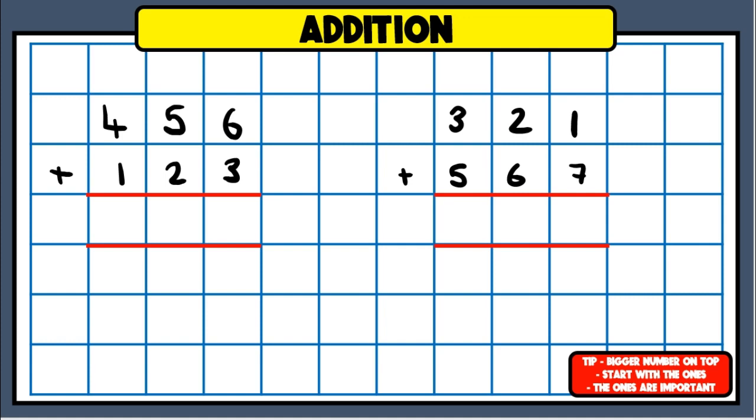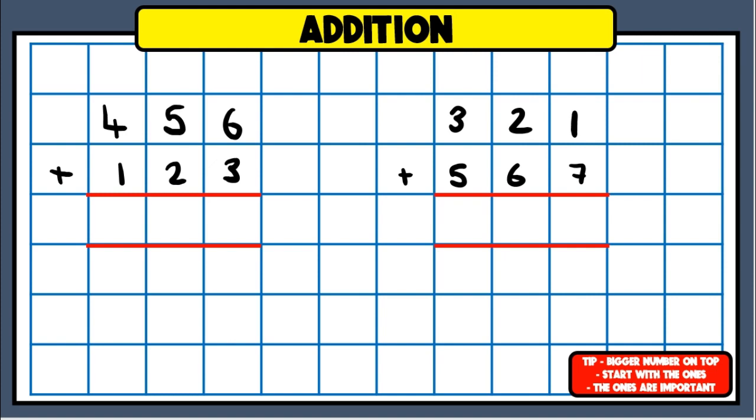Today we'll be looking at addition and subtraction using the column method. Okay, so I do have some tips. Usually it doesn't matter with addition, column method, but usually I like the bigger number on top. We always start with the ones, so we'll start from our ones and move on to the left. And remember that the ones are always important.